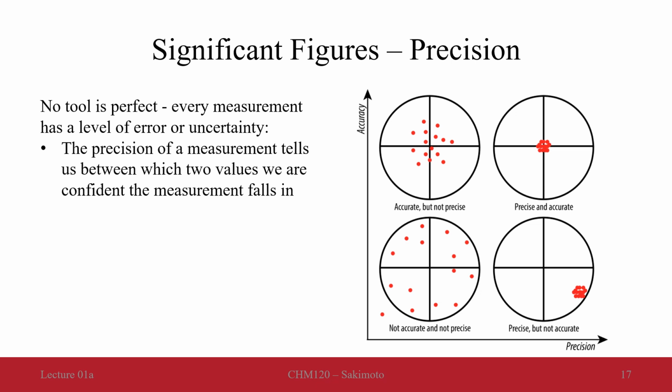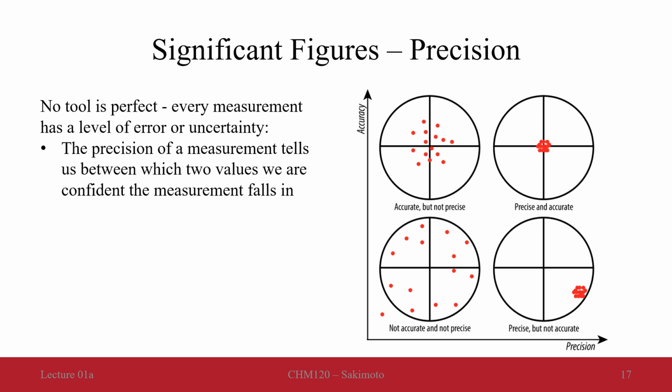When we say precision, which we'll talk more about than accuracy, the precision of a measurement tells us between which two values we are confident the measure falls in. It kind of indicates the spread of that data. We see that in our graph to the right, we see 4 different targets of which someone has shot this target a number of times.